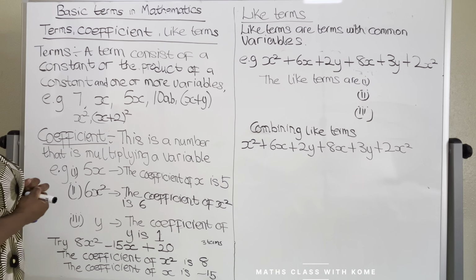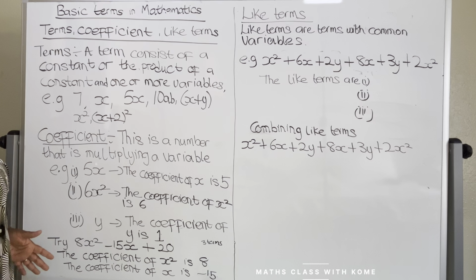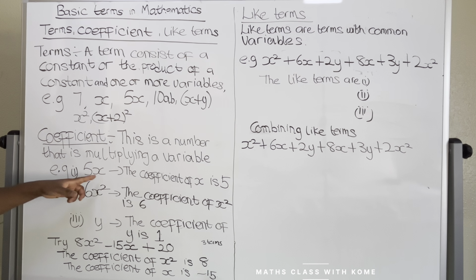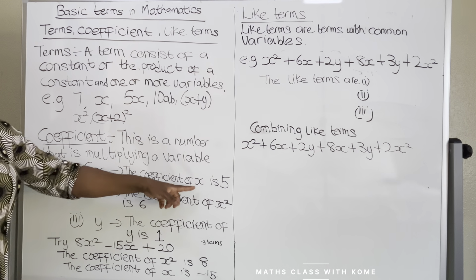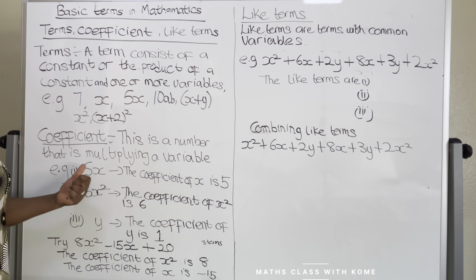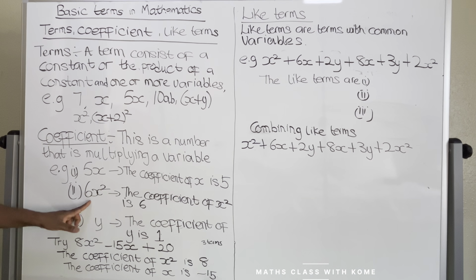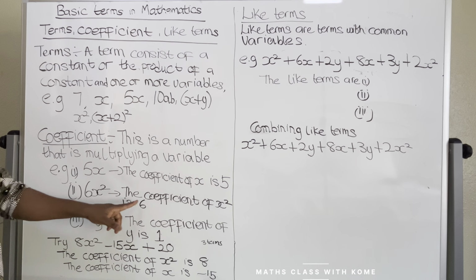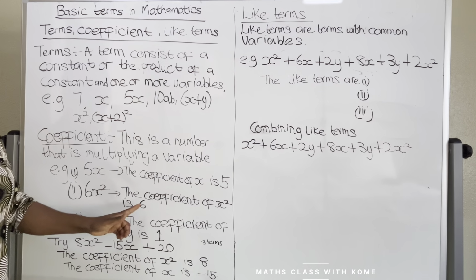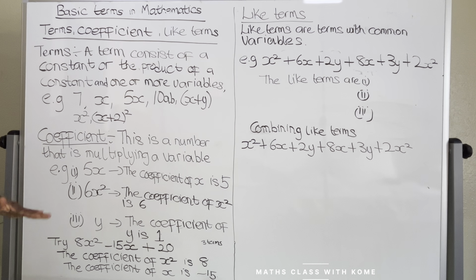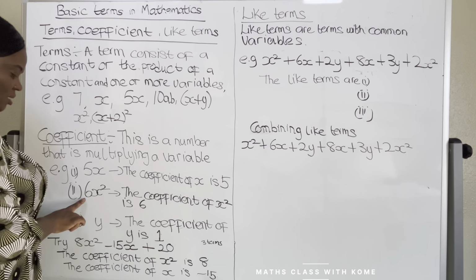Coefficient. This is a number that is multiplying a variable. You see this one here, 5x. The coefficient of x: x is the variable, 5 is multiplying x. So 5 here is the coefficient of x. Take a look at this second one, 6x squared. The coefficient of x squared is 6. Take note, in equations, there are differences between x and x squared. The coefficient of x squared here is 6.